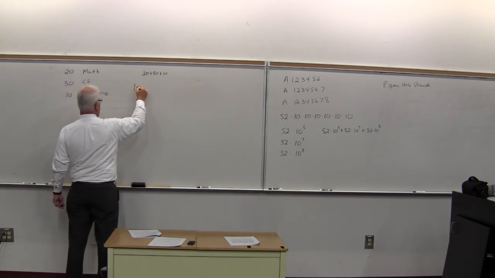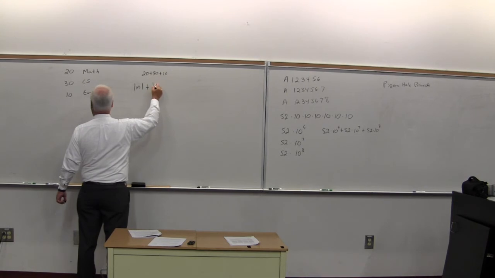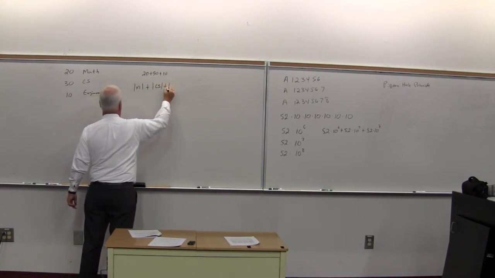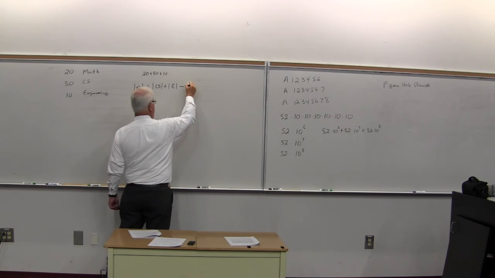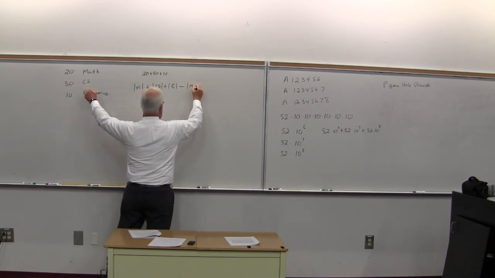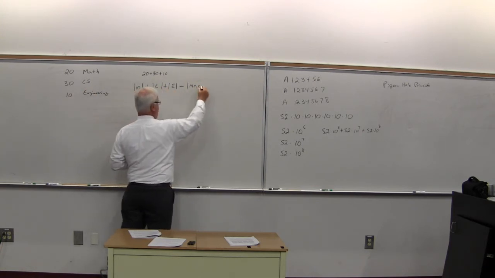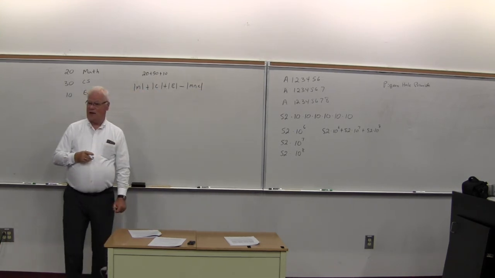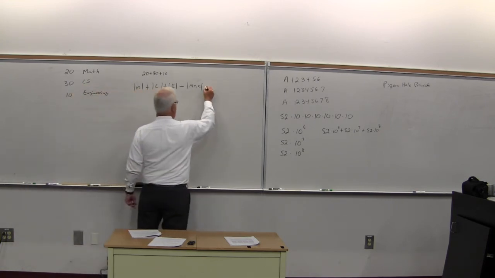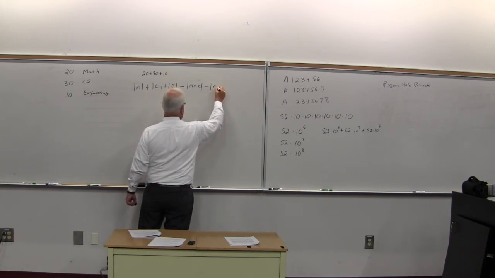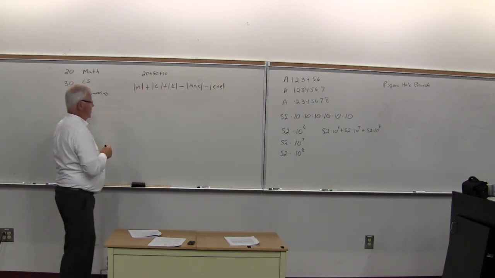So let's use M for math, and that's the cardinal number, right? So it's the number of math students, plus the cardinal number for CS, plus the cardinal number for engineering. Now I want to subtract out the cardinal number for math intersect CS. Let's use C instead of CS. Do I also want to subtract out the number of double majors who are CS and engineering? And what about the number of math and engineering?